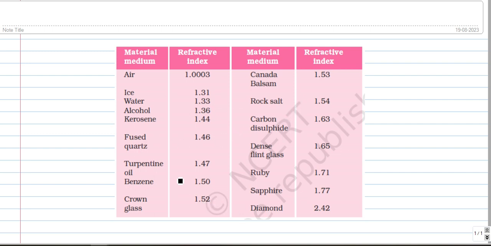So these are the refractive indices of various media. When we see here, for benzene it is 1.5, crown glass 1.52, and so on. We will use this in the sums which we will be doing later. With this we finish this video, and in the next video we will see a few problems from this. These are very important concepts with regard to refraction of light. So we will concentrate more on these concepts when we do the sums later.